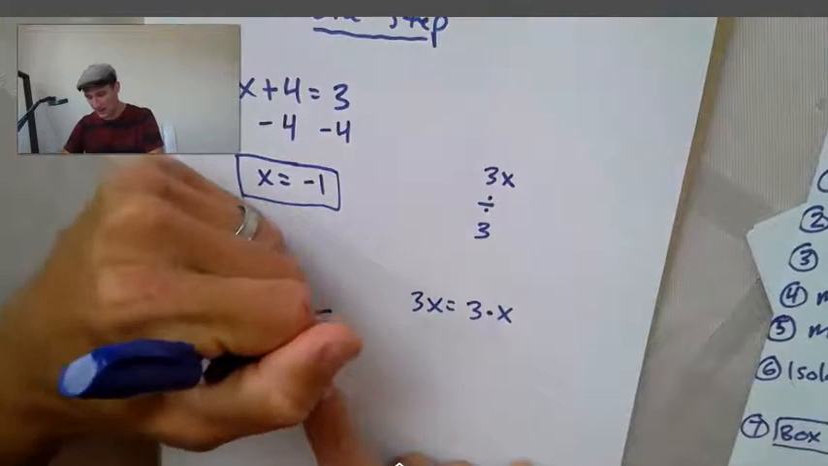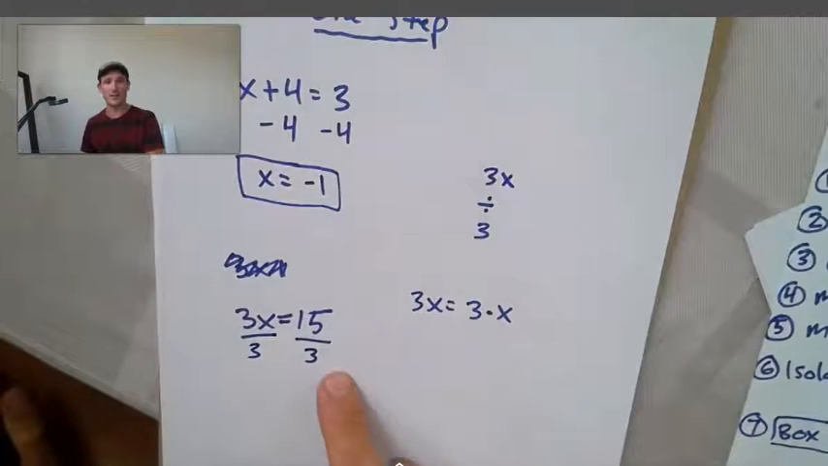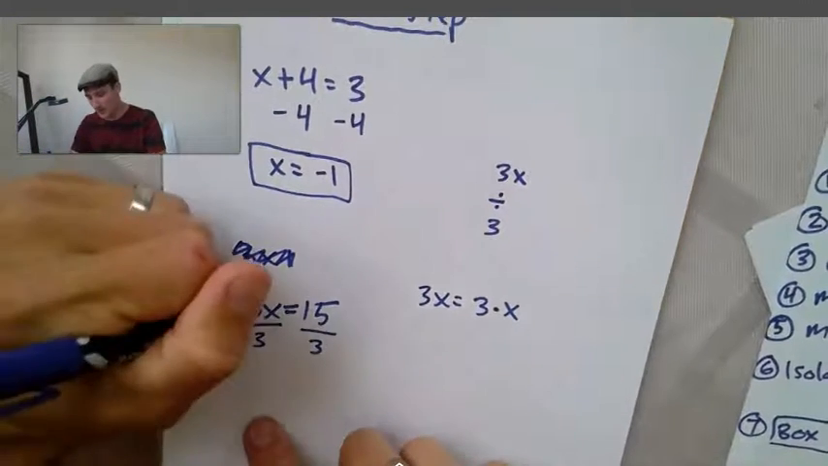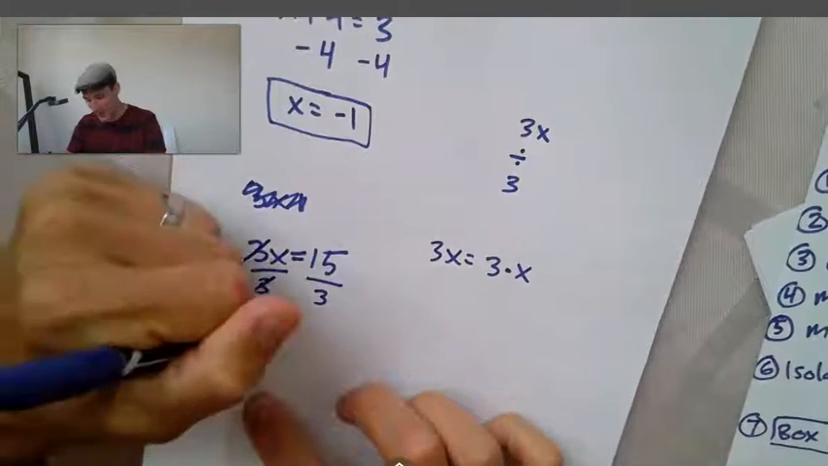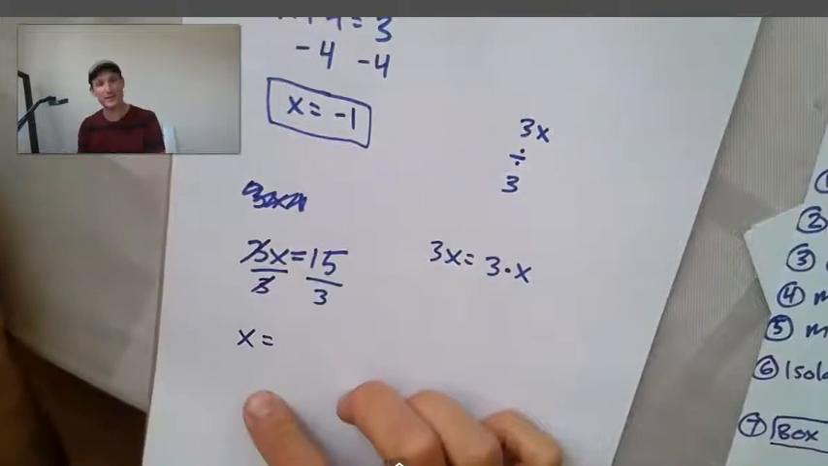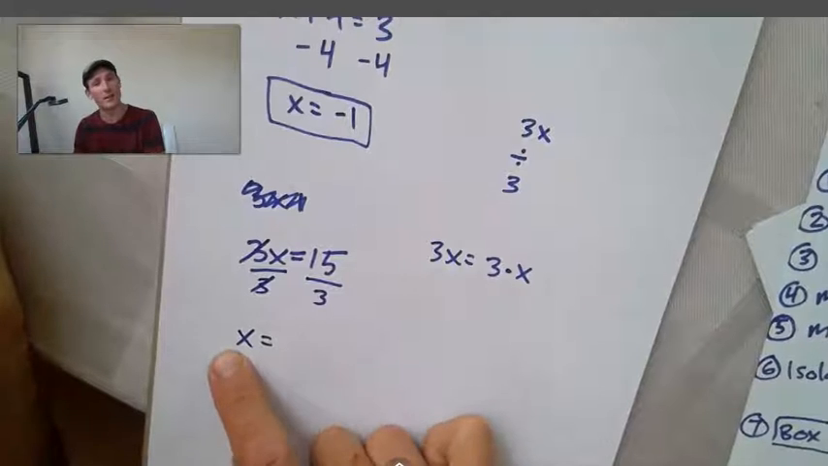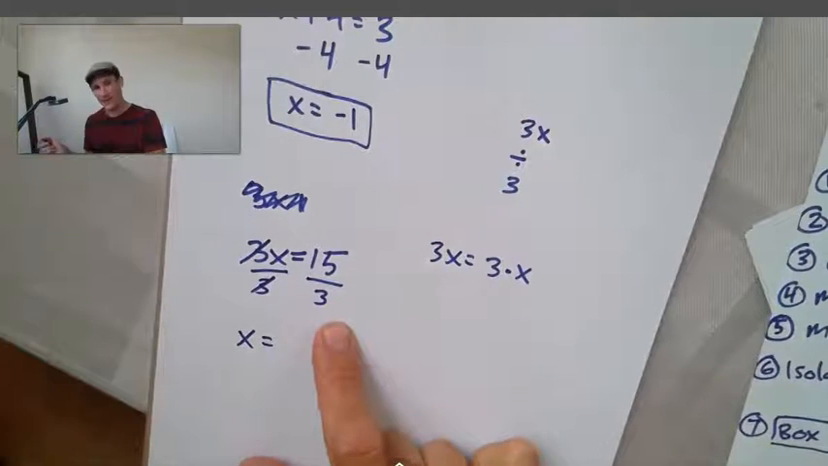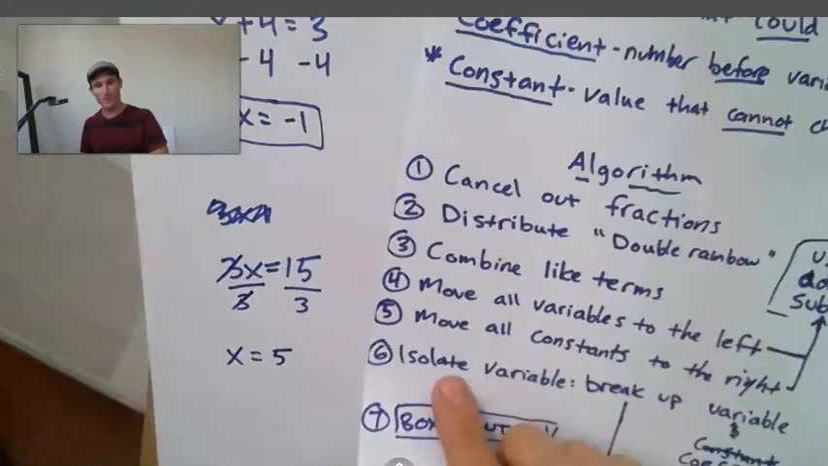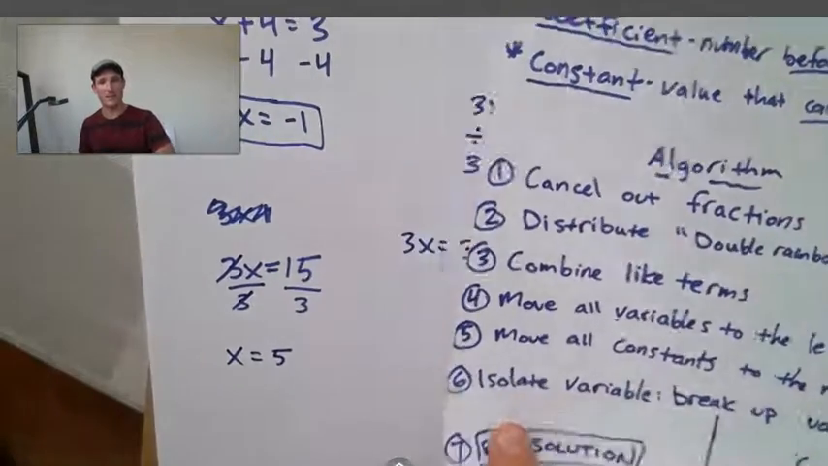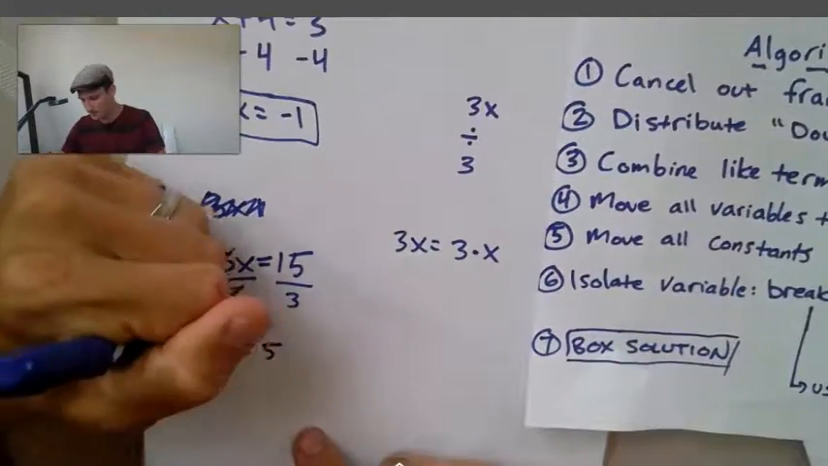And again, I must do the same exact thing to both sides. 3x divided by 3, those cancel out, right? 3 over 3 is 1. 1x is the exact same thing as x. There's always an invisible 1 there. 15 divided by 3, 5. Variable isolated, box up the solution.